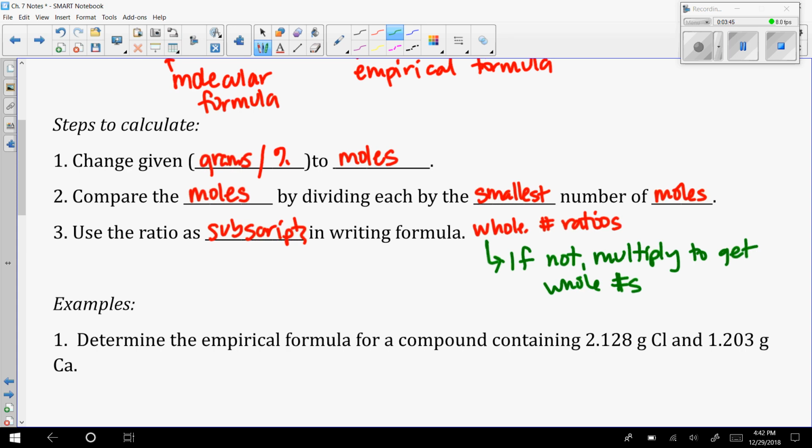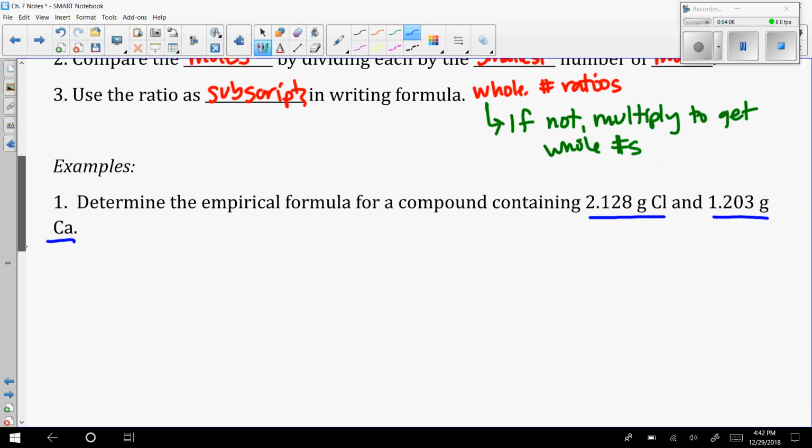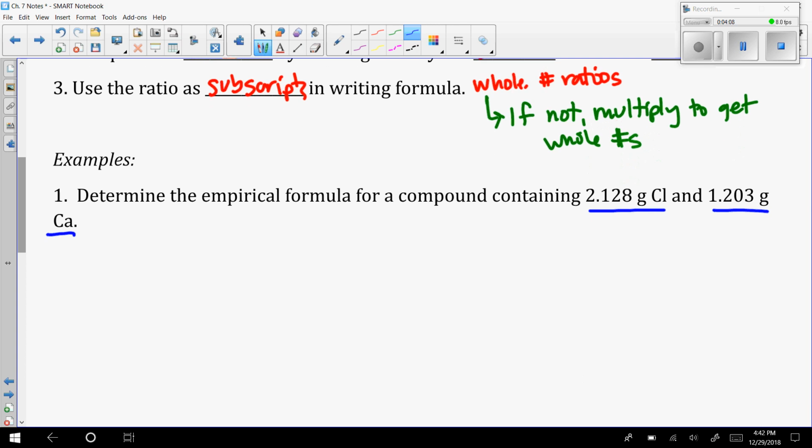All right, let's just do 2 more, a little bit more basic examples first. So we're going to first look at number 1. It says determine the empirical formula for a compound containing 2.128 grams of chlorine and 1.203 grams of calcium. So we've got chlorine, we've got calcium, and we have an amount for each. So our step number 1 is to change grams to moles. So here's where I need my periodic table.